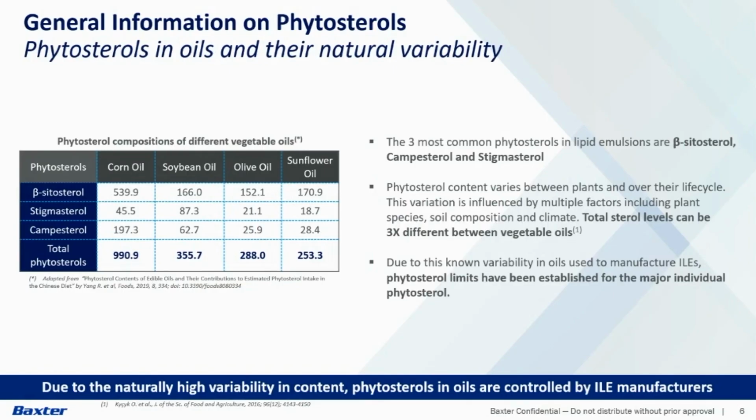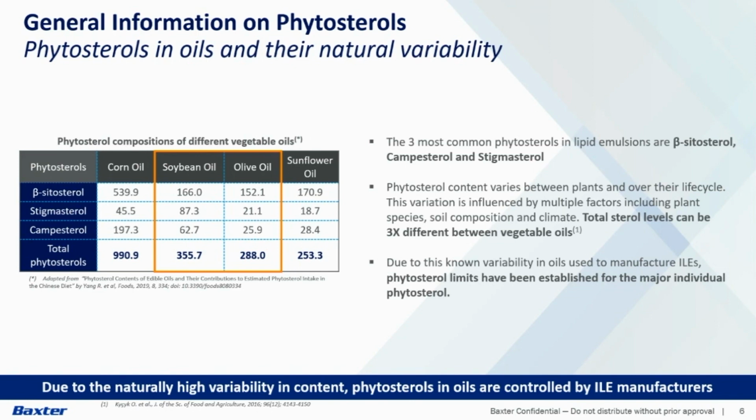Today, the 3 most common phytosterols in lipid emulsions are beta-sitosterol, campesterol, and stigmasterol. Other phytosterols are also present. However, their amount is usually significantly lower compared to these 3. In the table on the left, adapted from a study performed by Yang in 2019, you can see an example of levels of these 3 phytosterols in some widely used oils, notably in olive and soybean oil, with olive oil being in the lower range in terms of phytosterol content. Now, because phytosterols are natural components coming from plants, their amount is not constant across plants and across the years.